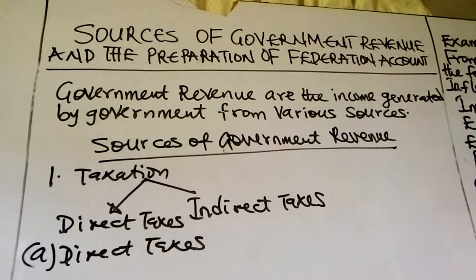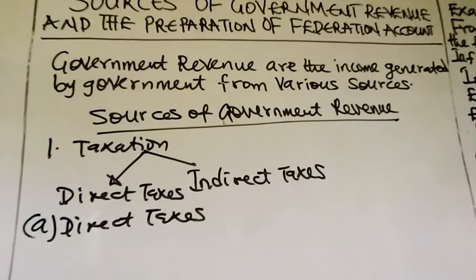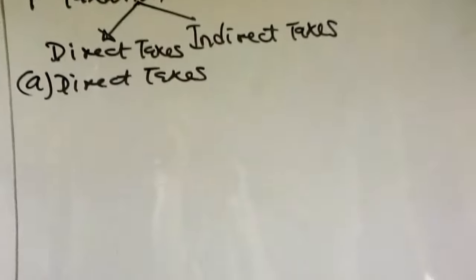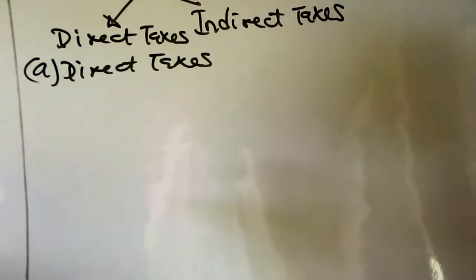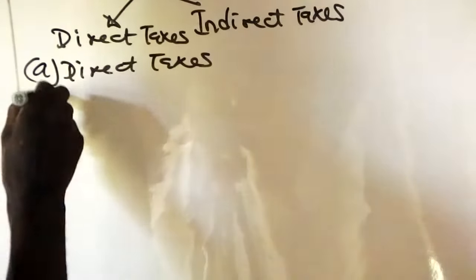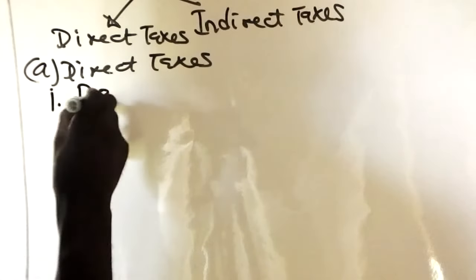The burden of direct taxes falls directly on the taxpayers. That is, the incidence of direct taxes is on the income earner. Now, examples of direct taxes. Number one, we have personal income tax.